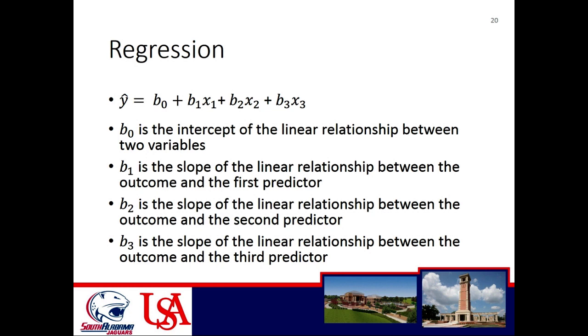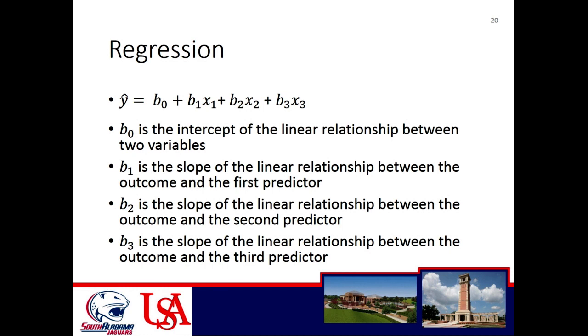Then beta 1 is the slope of the linear relationship between the outcome and the first predictor. Beta 2 is the slope of the linear relationship between the outcome and the second predictor. And beta 3 is the slope of the linear relationship between the outcome and the third predictor. So as we can see, we can get our regression equation, we can get our regression results, and we can estimate, based on beta 1, beta 2, and beta 3, what the relationship is between each of those predictors and the outcome.